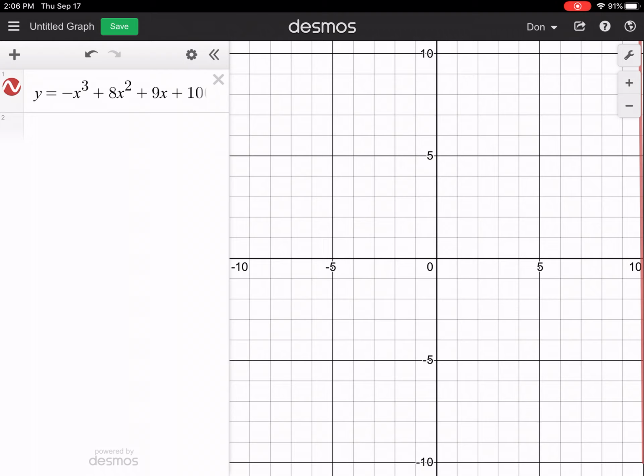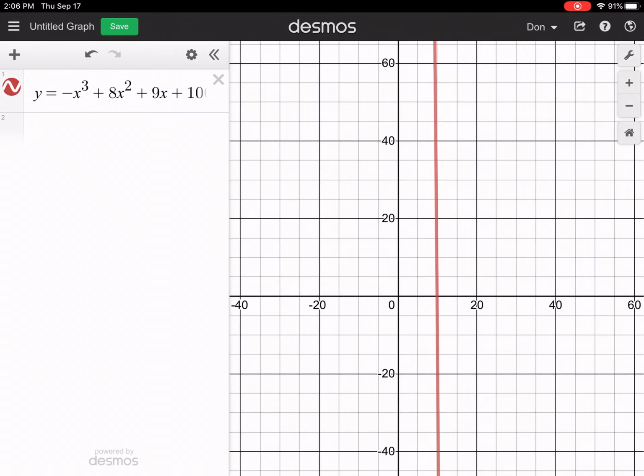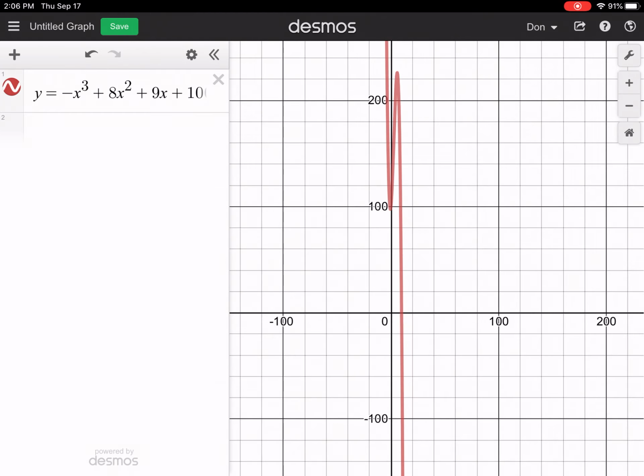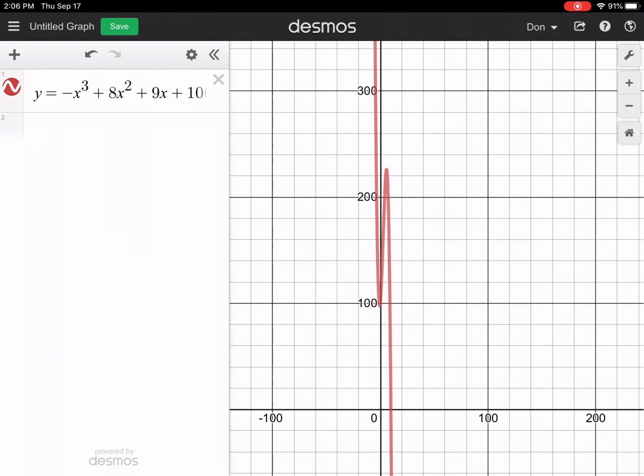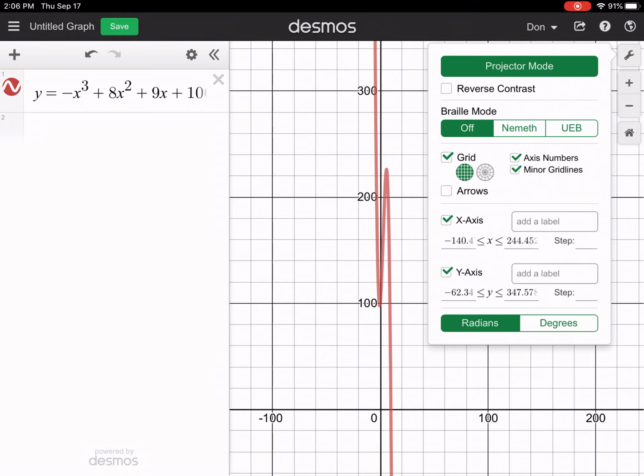The first thing you might notice is that we can't actually see the function anywhere. So if that's the case, don't assume you did something wrong. Try zooming out, and there's the function. It's just that it was off our screen. But we still have kind of a problem here because we can't see it super well. So maybe what we could do is we could adjust the x-axis.